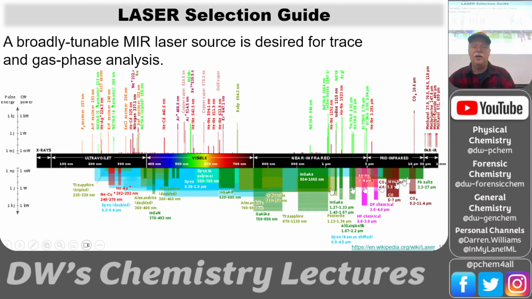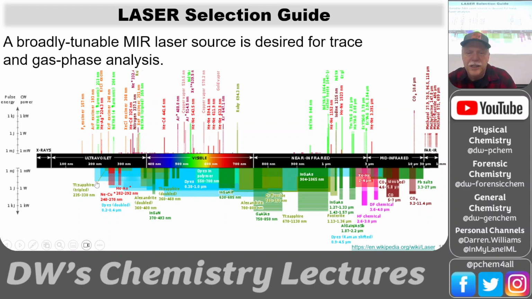Now we have lasers all over the place in terms of the spectrum. We have the ultraviolet lasers, visible lasers, near-infrared lasers, and mid-infrared. Now, which of these regions is for our spectrometer upstairs? Like when we do an infrared scan, an FTIR of our organic compounds and so on, what region are we using?